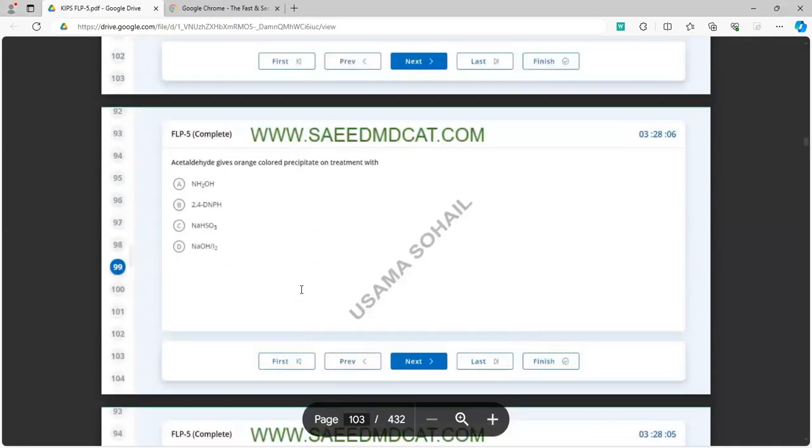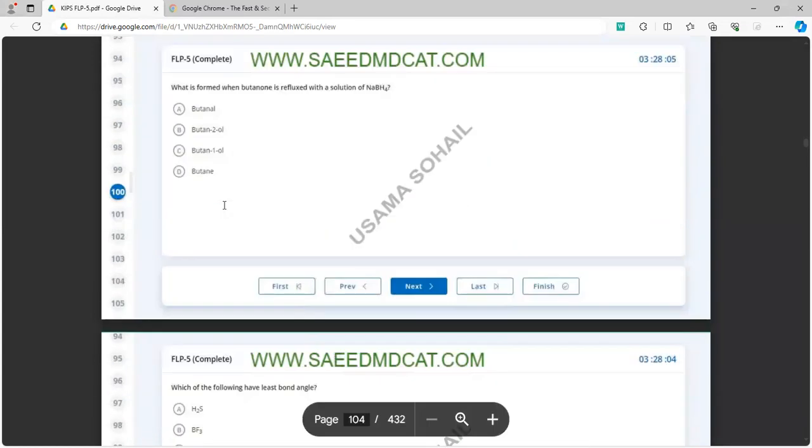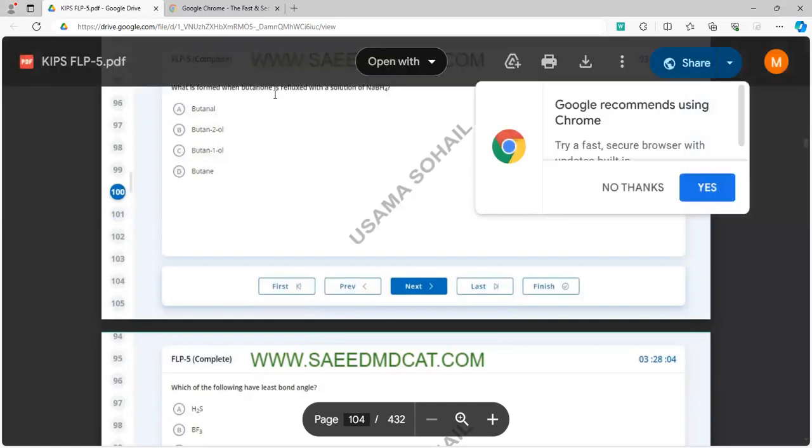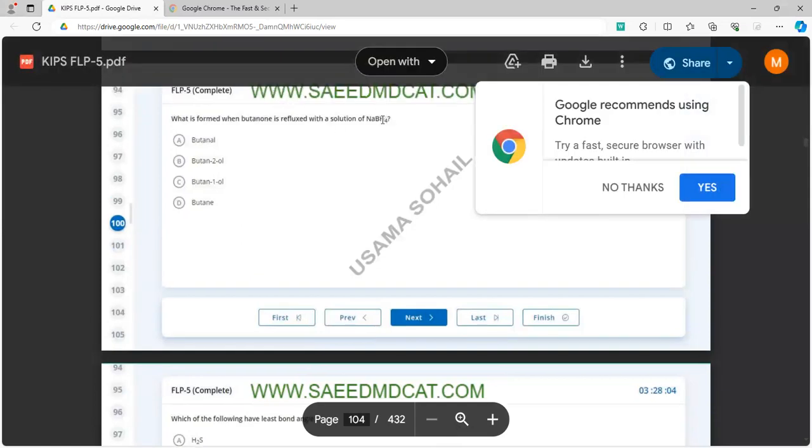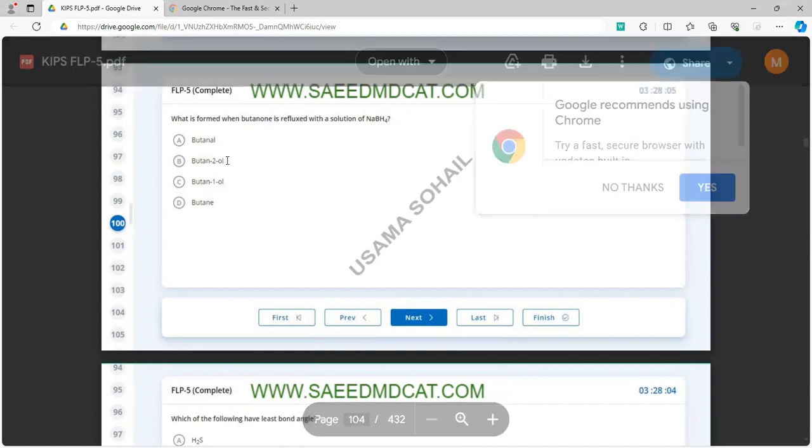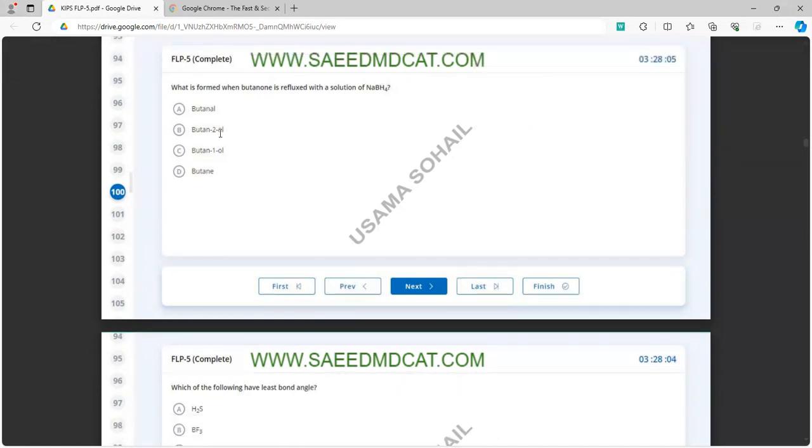Now, in question number 99, you need to know that orange colored precipitates are only formed when we react acetaldehyde with 2,4-dinitrophenylhydrazine. B. In question number 100, what is formed when butanone is refluxed with a solution of sodium bromide? It's butanol, which is a secondary alcohol.